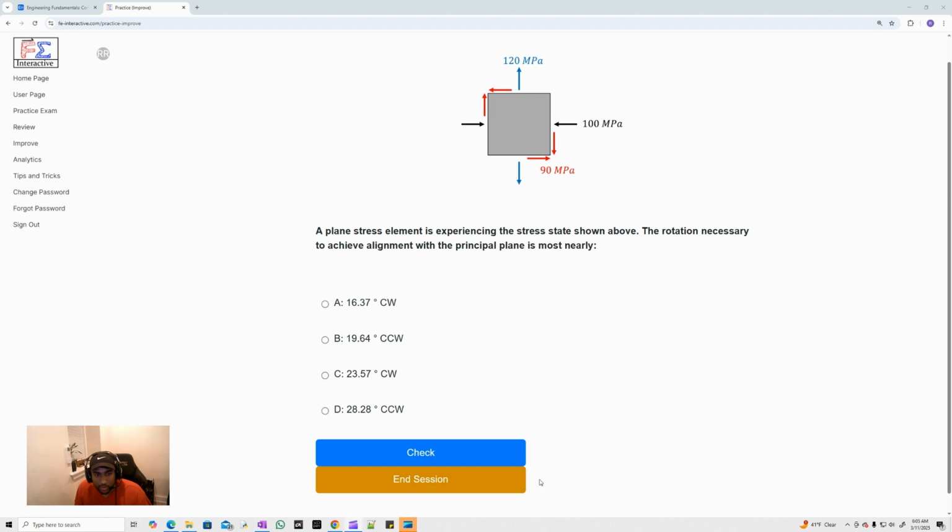Okay, so firstly it says that a plane stress element is experienced in the stress state shown above. I see some different stresses and shear stresses on the stress element above. It's asking for the rotation necessary to achieve alignment with the principal plane. We have a few angle options and a few directions to choose from.